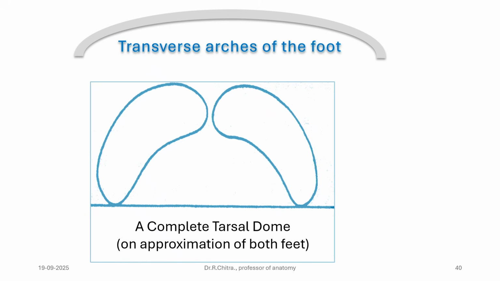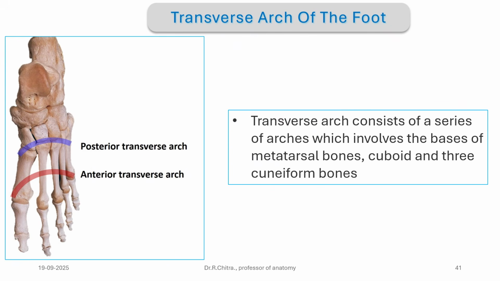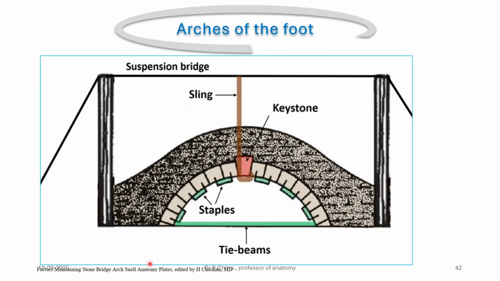Now we will see the transverse arch. Each foot has two longitudinal arches but only half a transverse arch. When both feet are held close to each other, we get a complete transverse arch. The transverse arch is made of the distal row of tarsal bones and the metatarsal bases. We have completed the features of the arches of the foot.